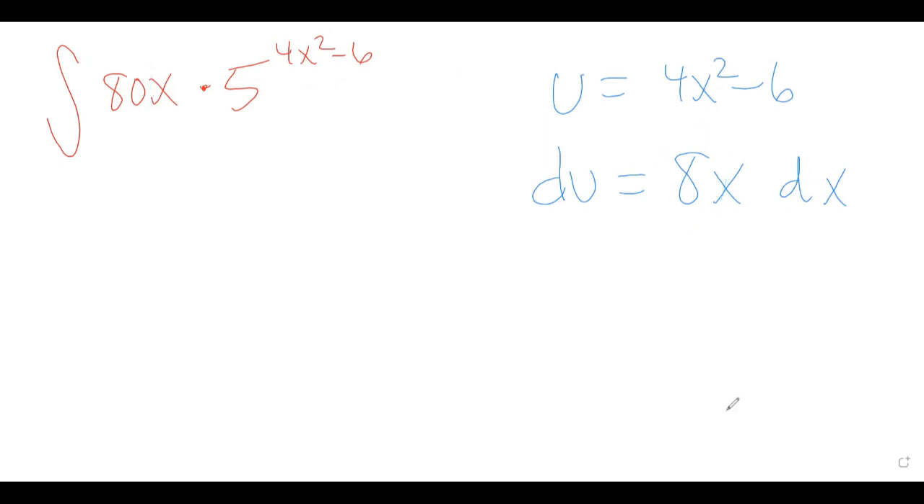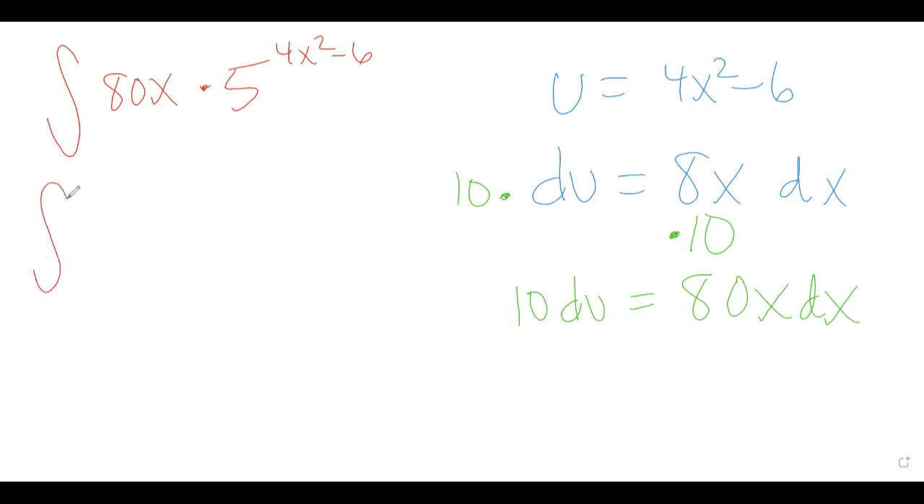Here in, let's go with green, what we'll do is multiply this by 10, but you'll have to multiply this side by 10 as well. So that would become 10 du equals 80x dx. And so the original problem, let's see, this should have been a dx there in the back in the original problem. Oops, there it is.